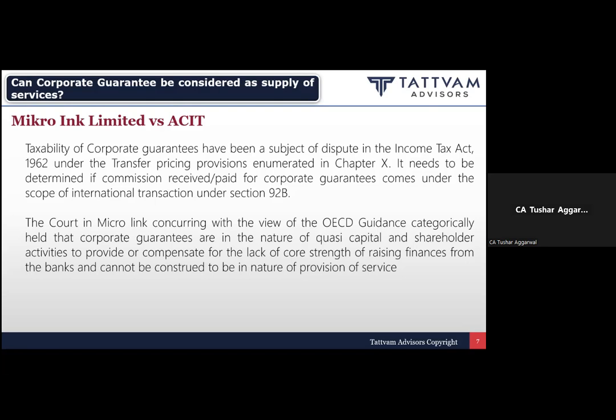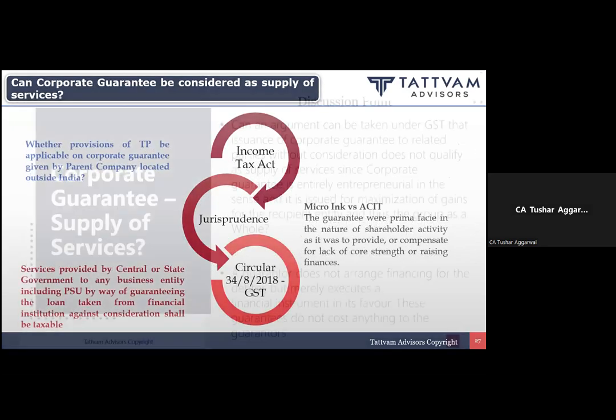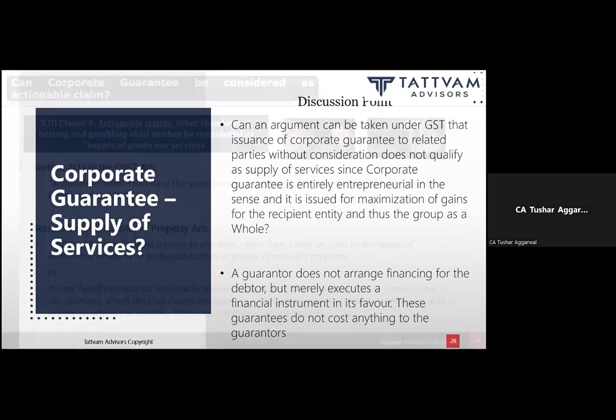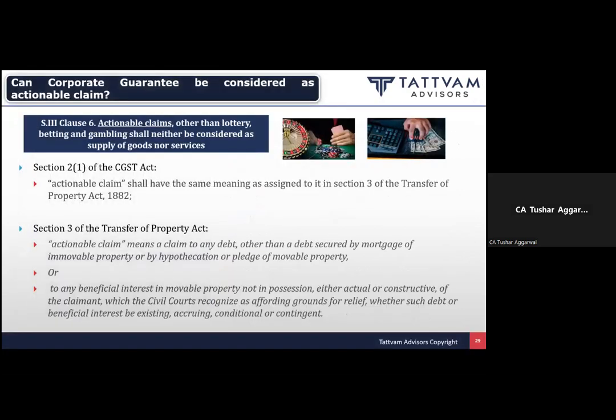I repeat what the judgment says: corporate guarantees are in the nature of quasi capital and shareholder activities to provide or compensate for the lack of core strength of raising finance from the bank, and cannot be construed to be in the nature of provision of services. So relying upon such judgments, one may argue that there is no supply of services by the holding company to the subsidiary company, since corporate guarantee is entirely entrepreneurial and is issued for maximization of gains and is not in the nature of services. But again, all these are income tax judgments, and to what extent they will apply in GST is something we have to wait and watch.